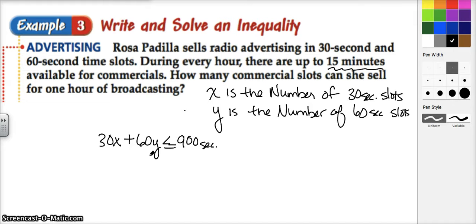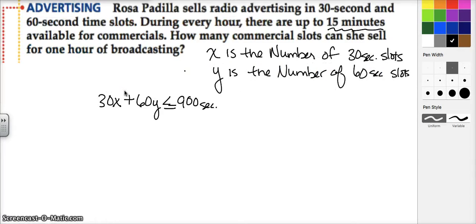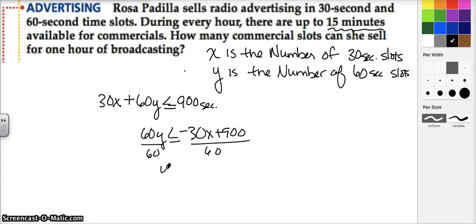There's not one answer. It depends on the number of 30-second slots and the number of 60-second slots. Since there isn't one answer, I'm going to graphically represent my answers. I'm going to solve for Y, which always helps me graph. I'll get rid of the 30X, so I have 60Y is less than or equal to negative 30X plus 900. I'm going to divide everything by 60, isolating my Y. Y is less than or equal to negative 30 over 60, which is negative 1/2 X, plus 900 divided by 60, which is 15.